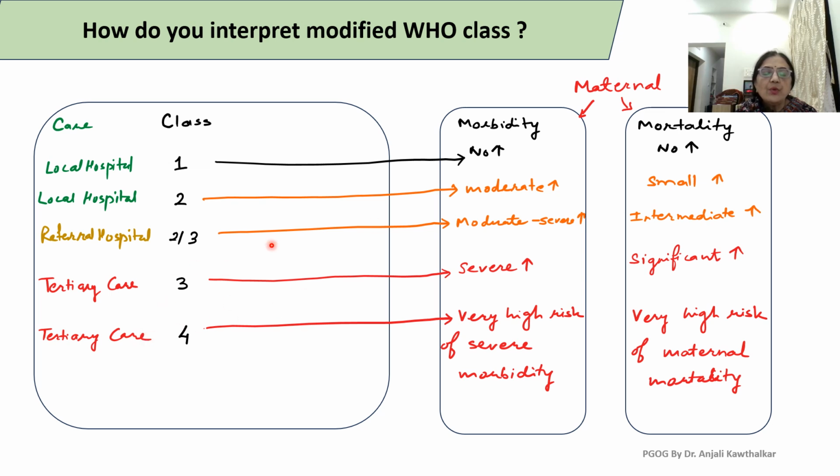That is how, if you are asked how you interpret this modified WHO classification or how it helps, it helps us for prognosis, how much is the risk of maternal morbidity and mortality, as well as it gives us the idea at what setup the patient can be managed. What are the indications to refer the patient to a higher center or to manage the patient at a tertiary care hospital?